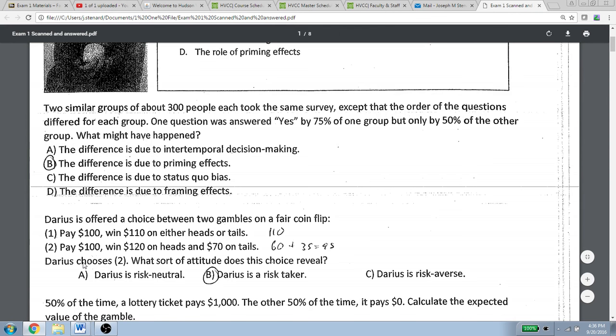And since Darius chose to play a game that has an expected value of $95, he behaved like he preferred that $95 value to the $110 value. The only thing that explains that is that he acts like he doesn't know the odds. And if he acts like he doesn't know the odds, then he is either a risk taker or risk averse, because risk neutral people act like they understand the odds. Risk takers and risk averse people do not. In this case, we know that Darius is a risk taker because there was a chance of winning more than $110, and that's why he chose to do that.